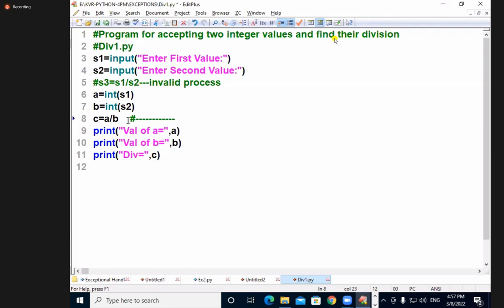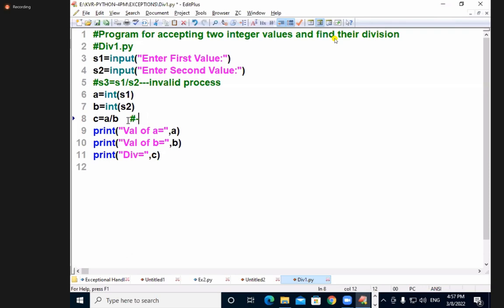Which statement? Exception generated statement it is. So I am writing here, problematic statement it is called. I am just writing some cross mark. Cross mark means I marked it as exception generated statement.